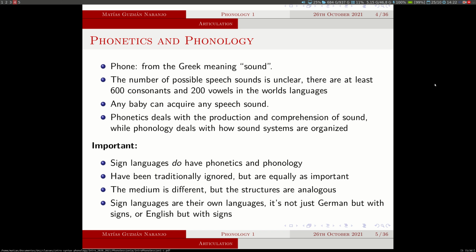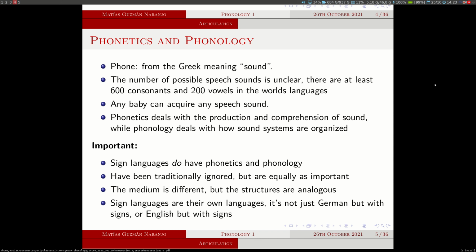It's unclear how many speech sounds there are, but at least 600 consonants and 200 vowels in the whole of the world's languages. But we don't have a complete picture of all the world's languages, so this is just a rough estimate. There could be more.